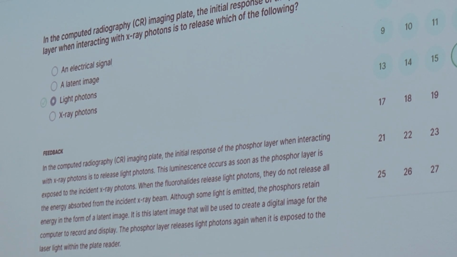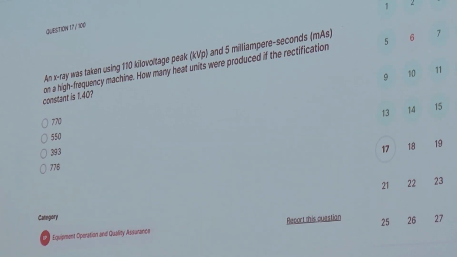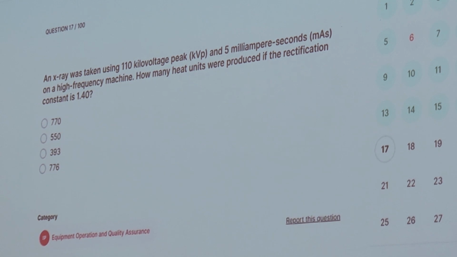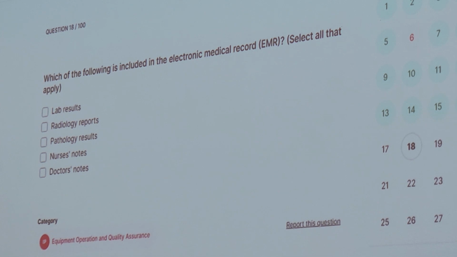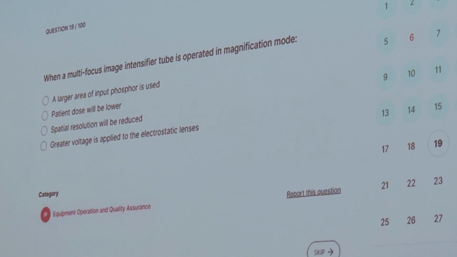Okay, let's see. I need my phone. It's not going to fit. Alright, another heat unit thing. What is this? It's not going to fit. Oh, it's the electronic medical record. This is not the patient care technologist.